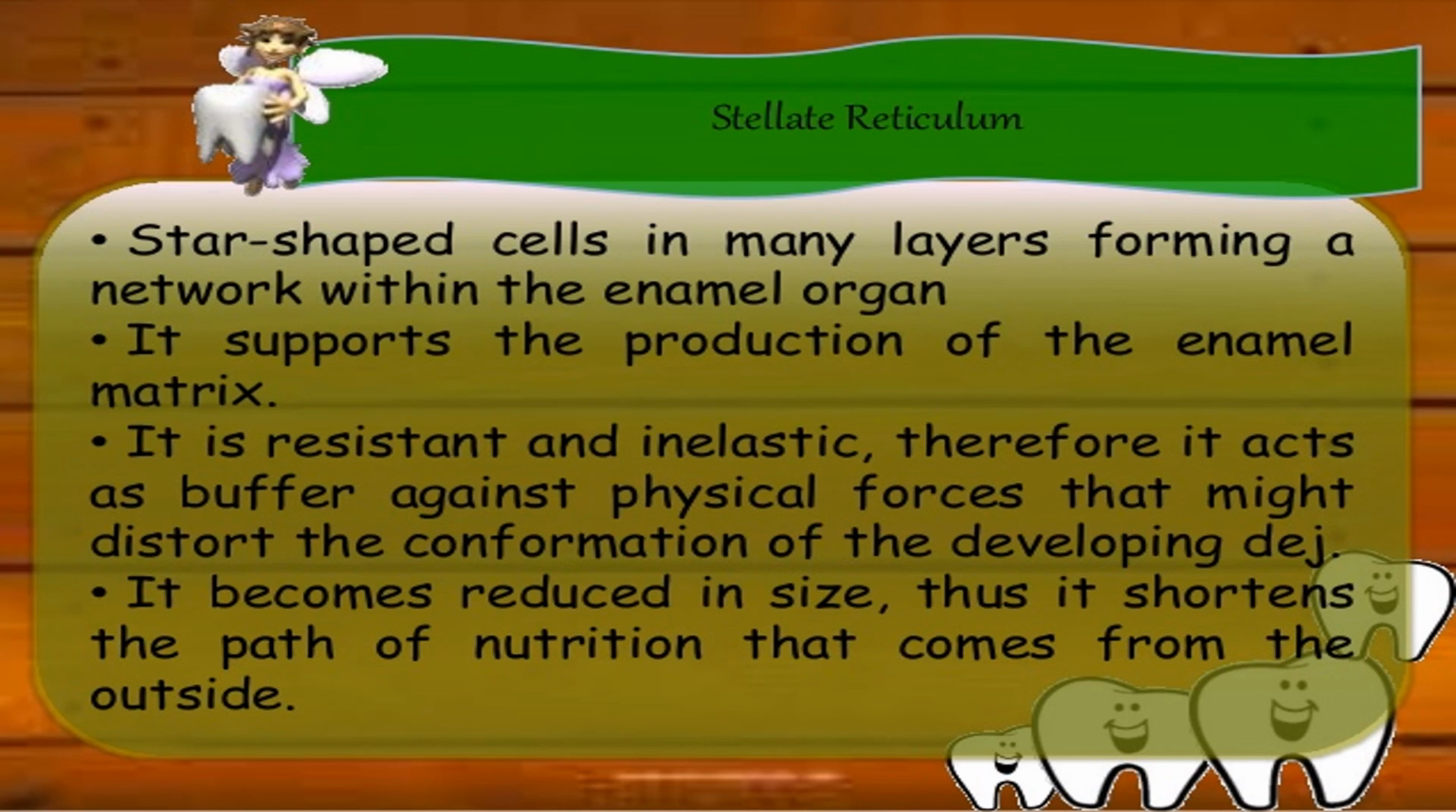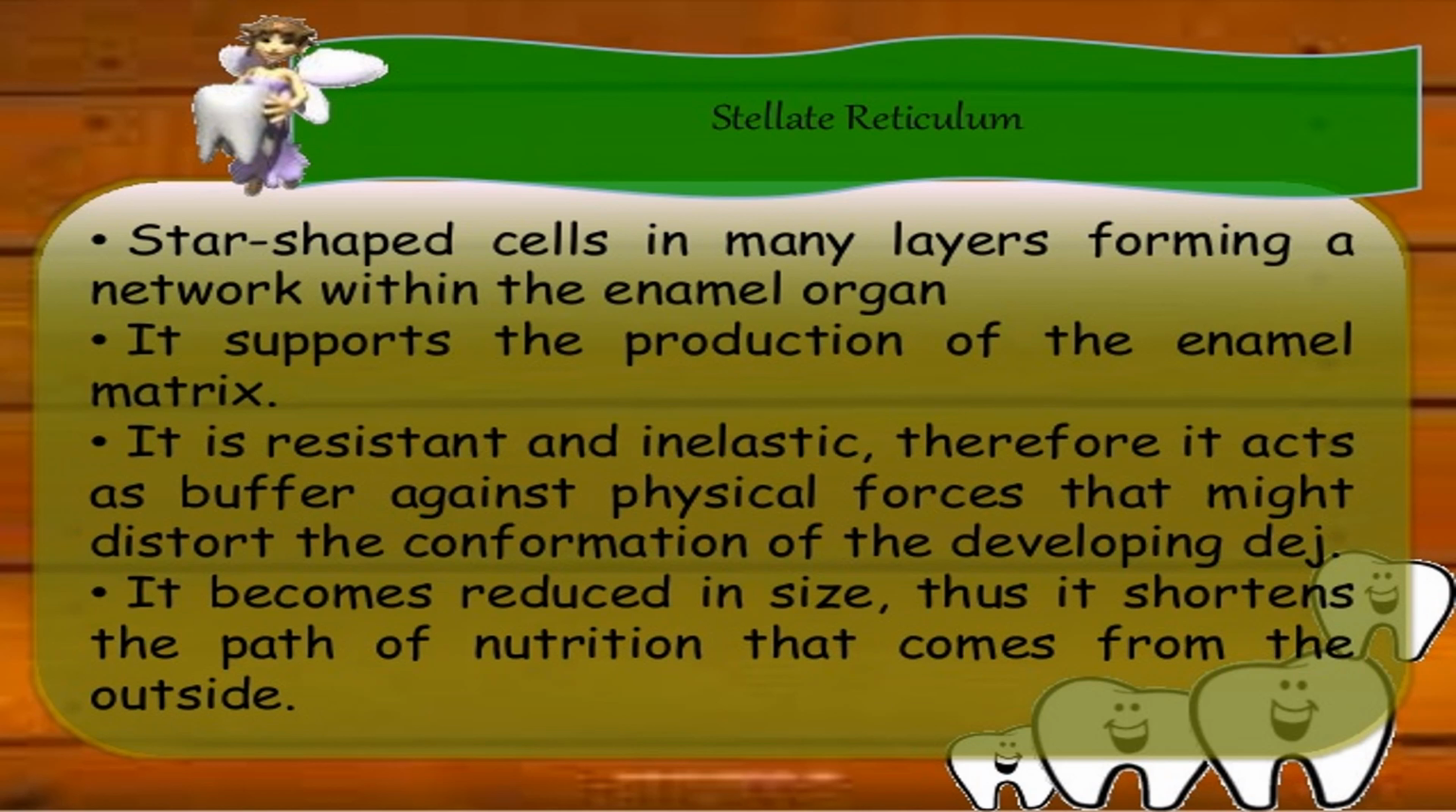Stellate reticulum. These are star-shaped cells in many layers, forming a network within the enamel organ. It supports the production of enamel matrix. It is resistant and inelastic. Therefore, it acts as a buffer against physical forces that might distort the conformation of the developing DEJ.